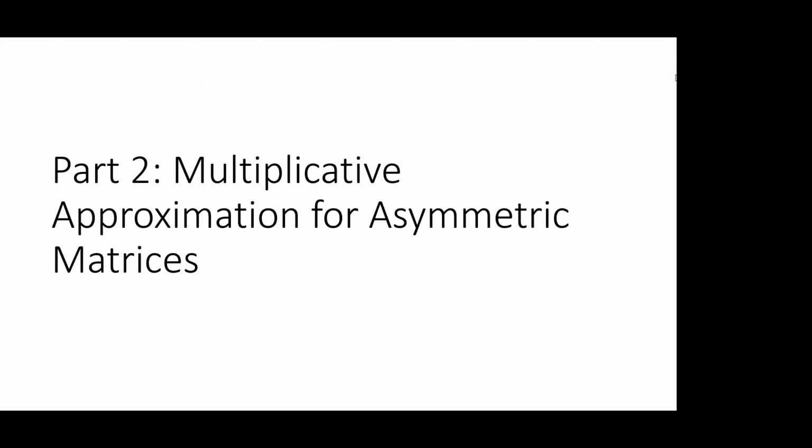Okay, so now we're going to get to part 2 of the talk, which is multiplicative approximation for asymmetric matrices. In the previous section, we talked about sparsifying directed Laplacian matrices, and that we wanted to produce a graph that approximates some original graph under some appropriate linear algebraic notions. So now we're going to talk in a little more concrete detail about what those notions actually are.